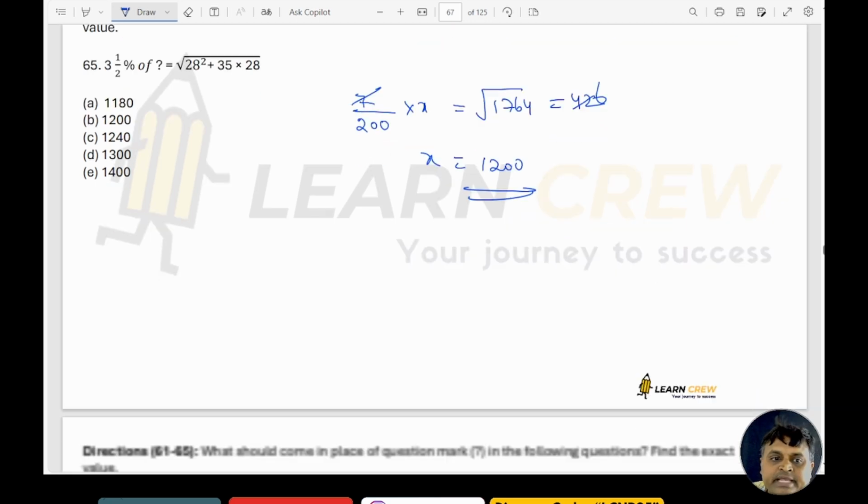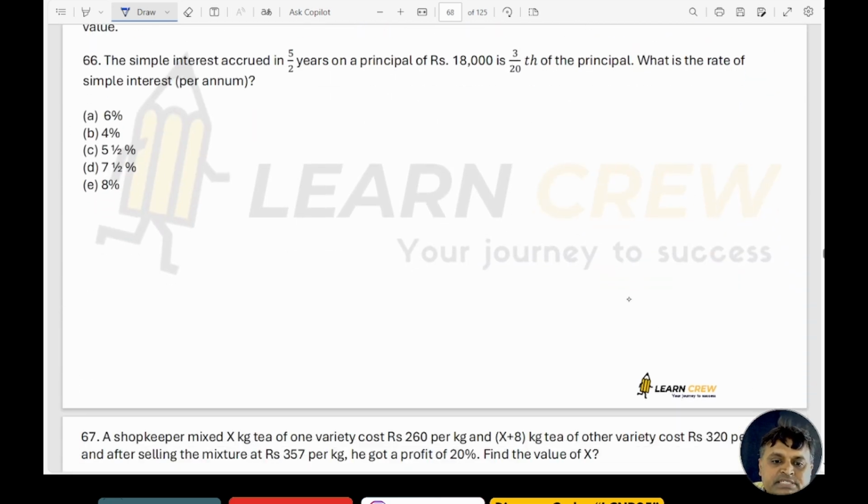206 are 1200. Next, question number 66. The simple interest accrued in 5 by 2 years on a principal of 18,000 rupees is 3 by 20th of the principal. 3 by 20th of the principal means the principal is 18,000, 20 parts, then 20 parts is this one, then 3 parts would be 3 into 900, which is 2700. What is the rate of interest?